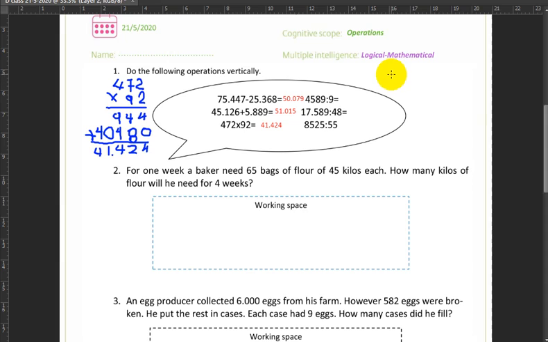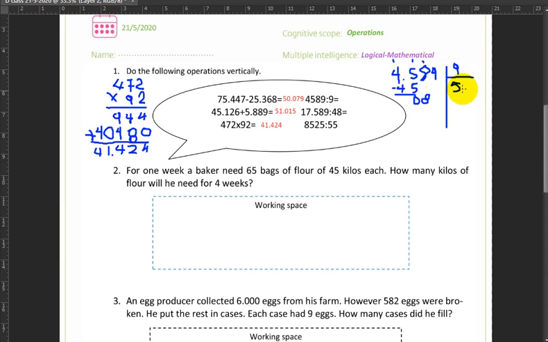So 4,589 divided by 9. 9 does not fit into 4, it does fit into 45. And it fits exactly 5 times. 5 times 9 makes 45. 45 minus 45 makes 0. Carry down the 8.